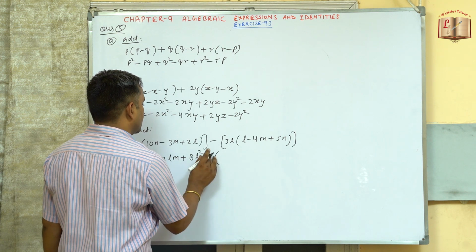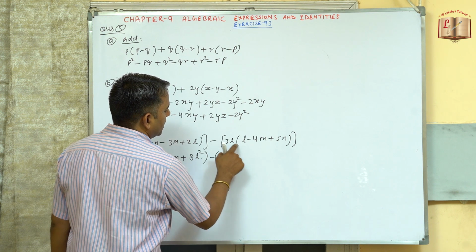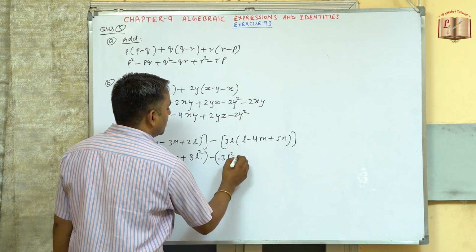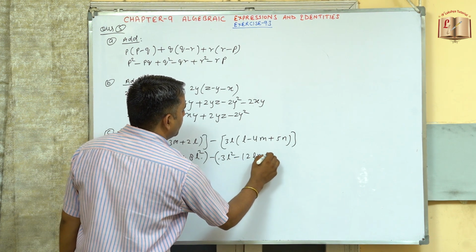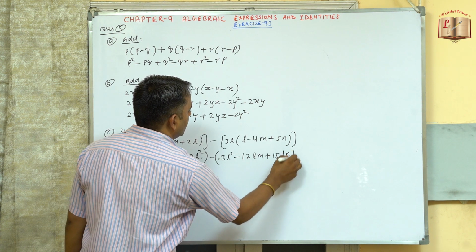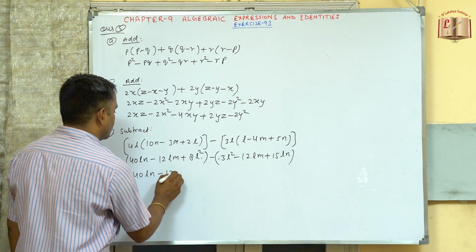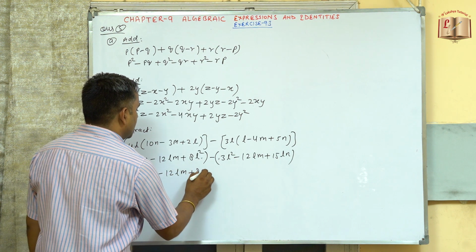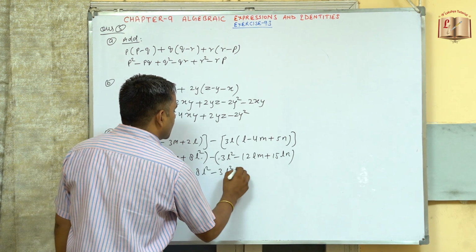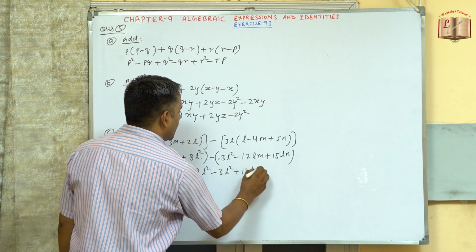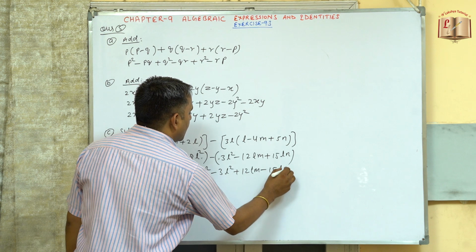So first of all we will take this expression within the bracket itself. This will be 3l into l, so 3l square, and this will be minus 4lm and plus 15ln. Now we will open this bracket. So this is 40 ln minus 12 lm plus 8l square, minus 3l square, minus into minus plus 12 lm, and minus into plus minus 15 ln.